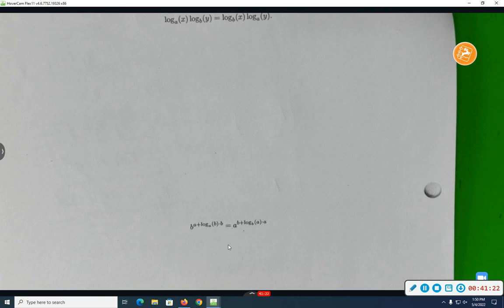Oh, yeah, the change of base formula says that you don't need to care about that base actually. That one's nice. That looks like an idea.